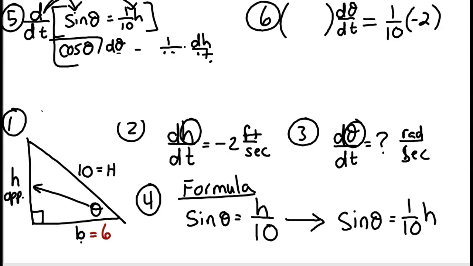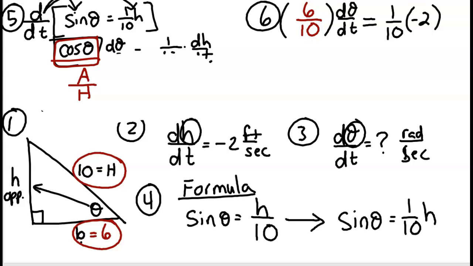Now, if I know that, then I actually already know cosine of theta. Cosine of theta is adjacent over hypotenuse, right? What is my adjacent side? 6. What is my hypotenuse? 10. So cosine, as adjacent over hypotenuse, is 6 over 10. All right, let's go ahead and solve the rest of this then. I can reduce the 6/10 to be 3/5.